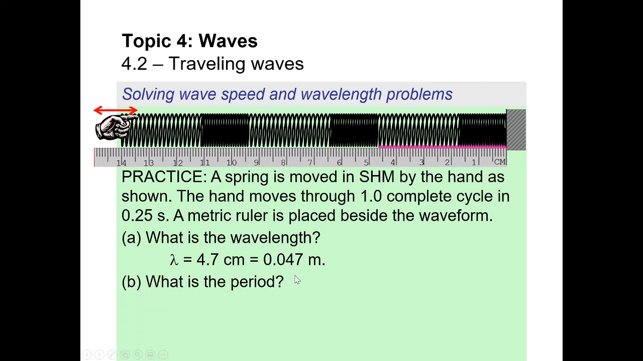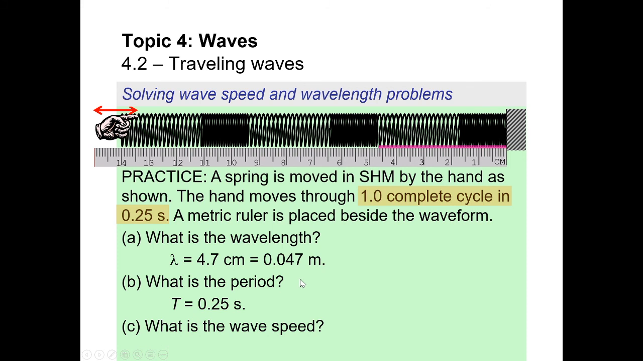Well, what about the period? We're not going to see that by looking at the picture because this is measuring distance. But sure enough, the answer lies right here in the question. We're told that the hand moves through one complete cycle in 0.25 seconds. And by definition, period is the amount of time it takes to move through one complete cycle. Hence, the answer is 0.25 seconds.